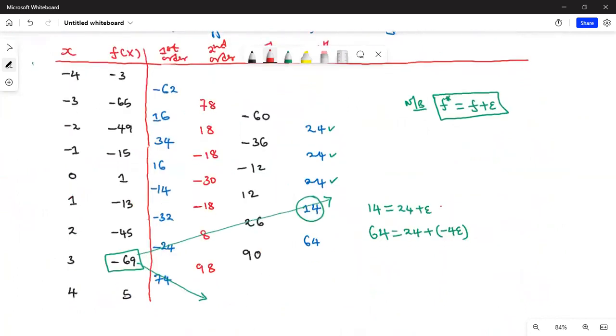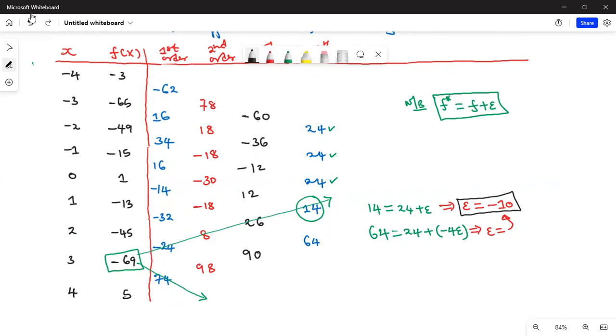So when you solve these equations, what do we get here? Here we are going to get epsilon is equals to -10 when you solve it. Even here, you're going to get epsilon is equals to the same, -10. Because you have 64 minus 24, that is 40, divided by -4, that's -10. So our error, the magnitude, or simply the error that is involved in that given table is -10. And where does it come from? It comes from the value that was recorded as -69.